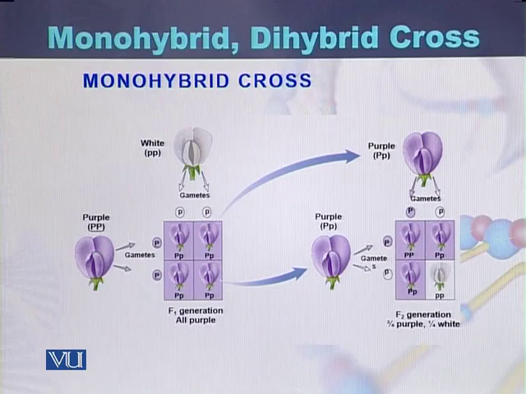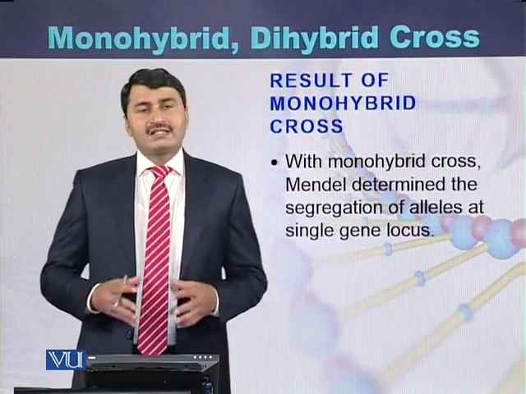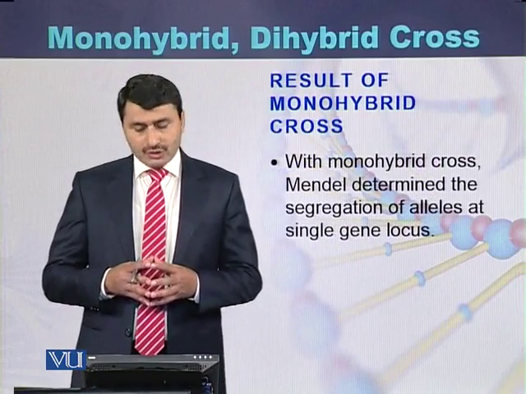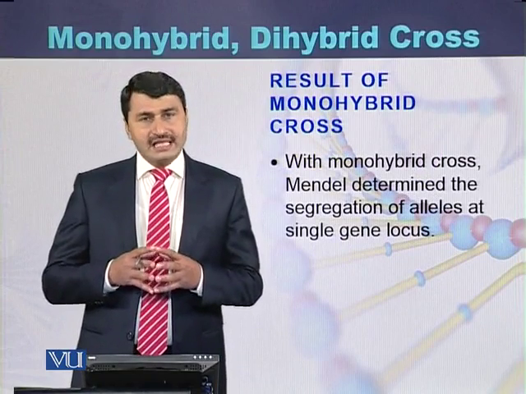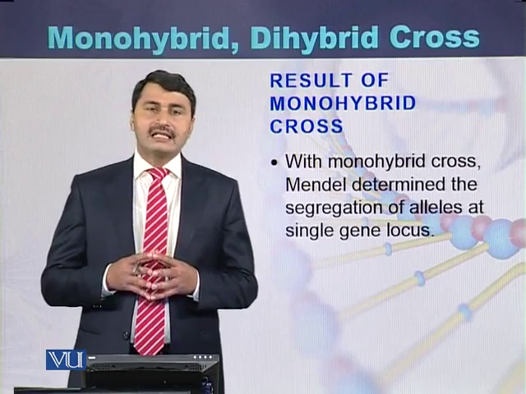Because we are studying the monohybrid cross, we will consider only one trait, that can be purple color and white color. So such a cross in which we perform a cross by considering a single trait is called a monohybrid cross. What was the result of the monohybrid cross? As a result, Mendel determined the segregation of alleles at a single gene locus.